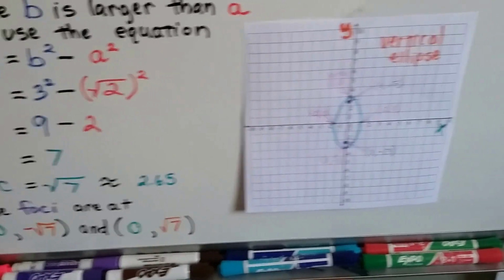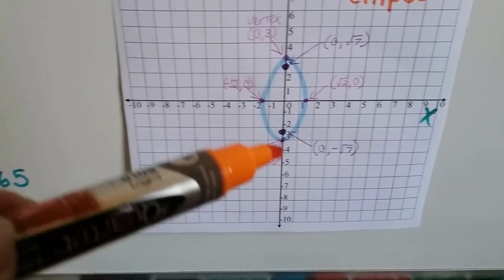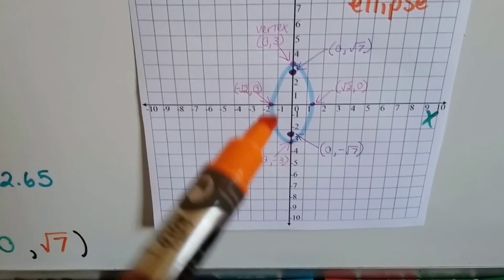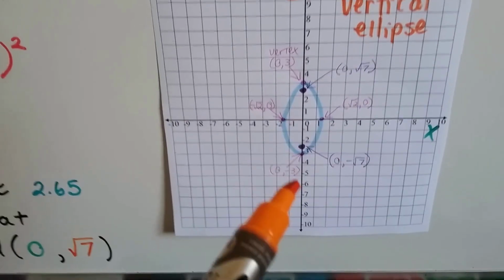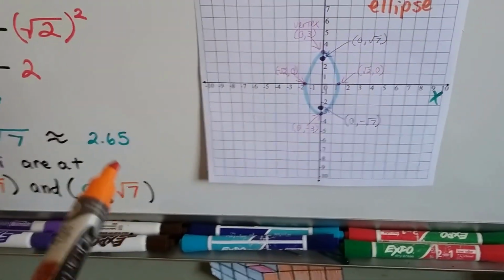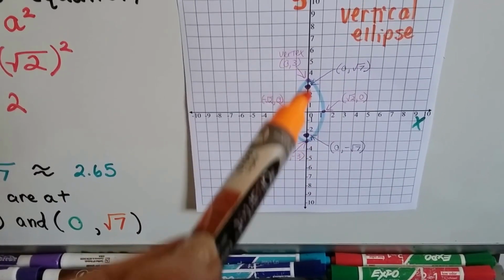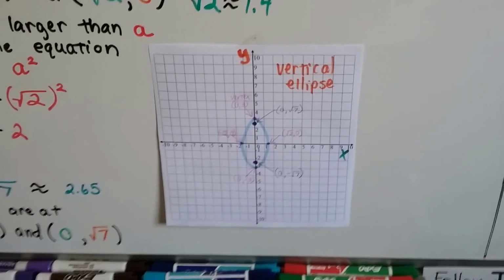So now we can draw it. We plot our vertices, we make our little points for our vertices, and then we draw a smooth line, and then we can put in where our foci are. See? It's approximately 2.65 for square root of 7. See? That's a vertical ellipse. All right? That wasn't too bad, right?